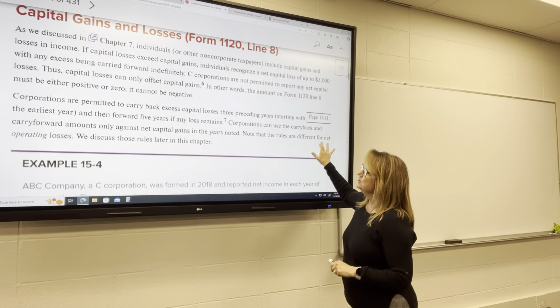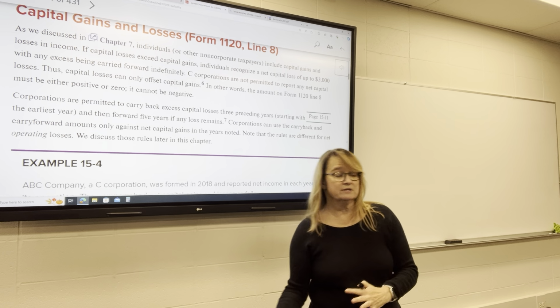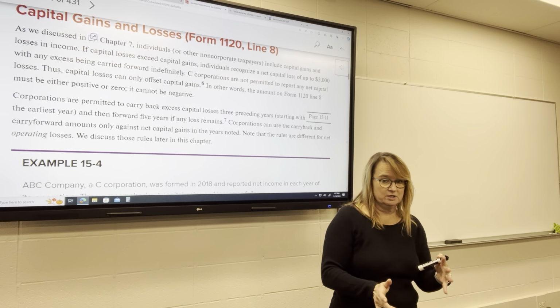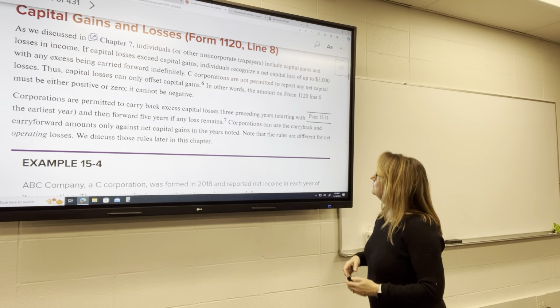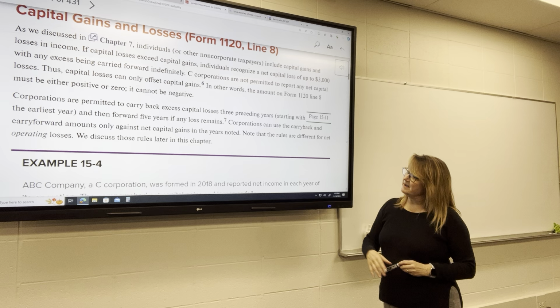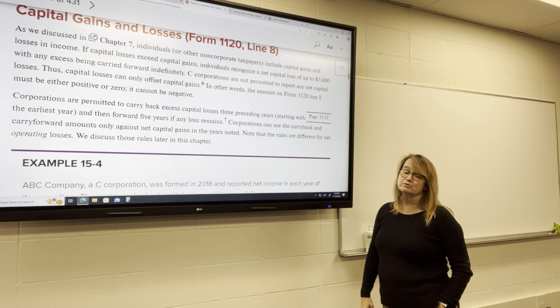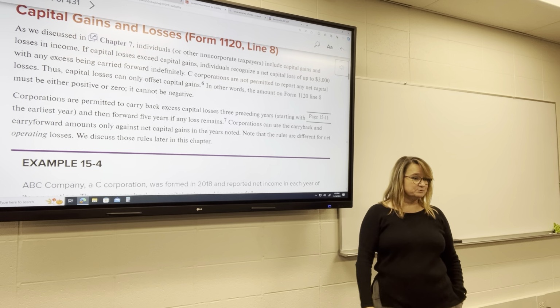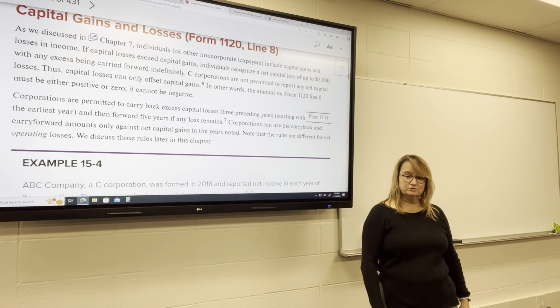Carry back 3 preceding years. We start with the earliest year. If we didn't have any gains in that earliest year, then we would go to the next earliest year. We can only go back 3 and forward 5, though. They can use the carry back and carry forward only against net capital gains in the years noted. So if they didn't have any capital gains previously, and they don't have any capital gains 5 years into the future, they just don't get to take advantage of the capital losses.